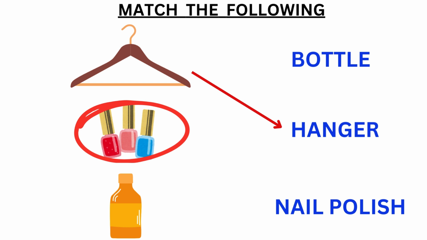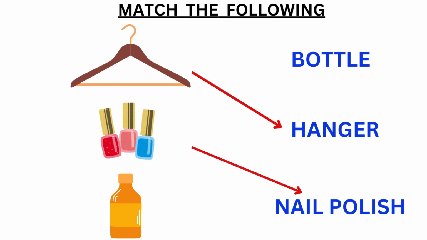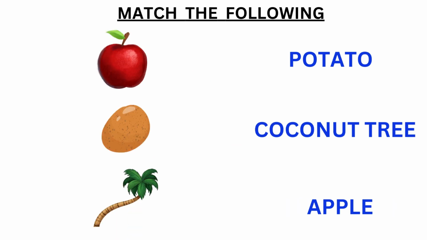Number 2, a small container used to hold colorful liquid for painting nails. What do we call this? It's the nail polish. Number 3, a container used to store liquids. What do we call this? It's the bottle. On this slide, we have three different images.